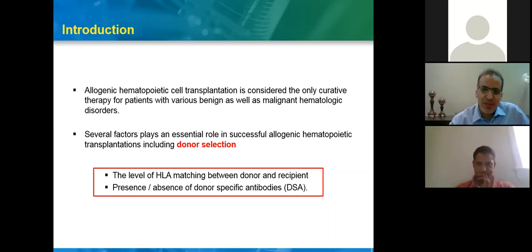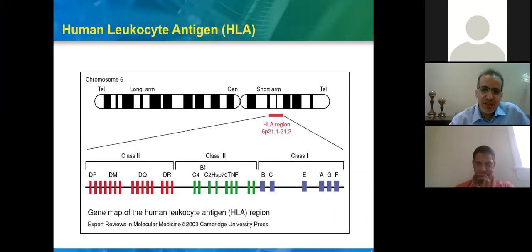So as we all know, the HLA, which stands for human leukocyte antigen, is encoded by genes in the short arm of chromosome 6 and is divided into two classes, class 1 and class 2, that are immunologically and clinically important for transplantation. In class 1, we have HLA-A, B, and C, and in class 2, DR, DQ, and DP. We just have to remember that they are located in a small area of chromosome 6.